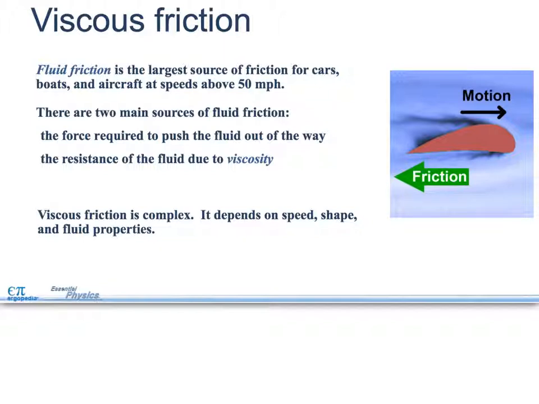Alright, viscous friction. This is one of the ones I wanted to talk about. Fluid friction is the largest source of friction for cars, boats, and aircraft at speeds above 50 miles per hour. There are two main sources of friction: the force required to push the fluid out of the way, and the resistance of the fluid due to viscosity. Viscous friction is complex. It depends on speed, shape, and fluid properties. We will not do any math involved with viscous friction. I just wanted to teach you about it.